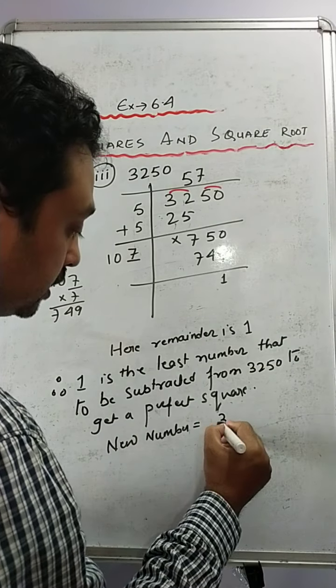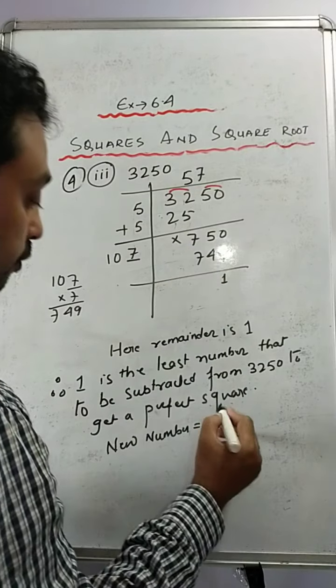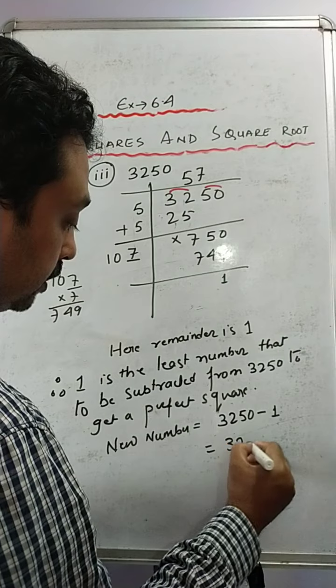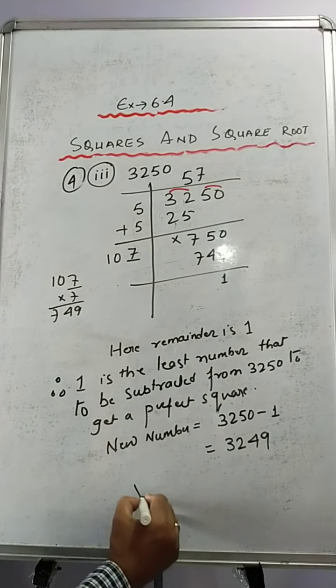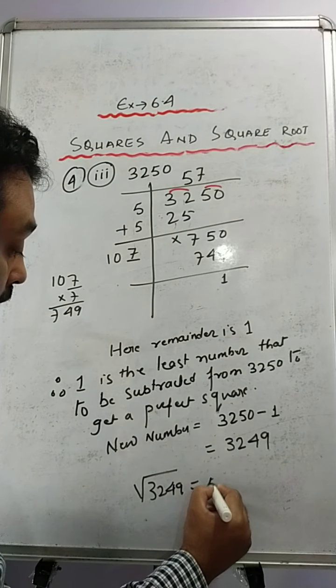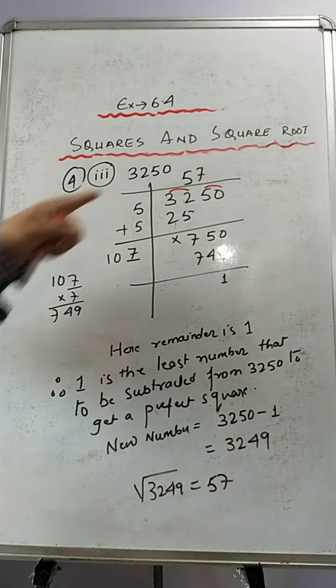So now we'll see what the new number is. The new number would be 3250 minus 1. We'll get the answer as 3249. And what is the square root of 3249, students? It would be 57. Okay, so this is the required answer.